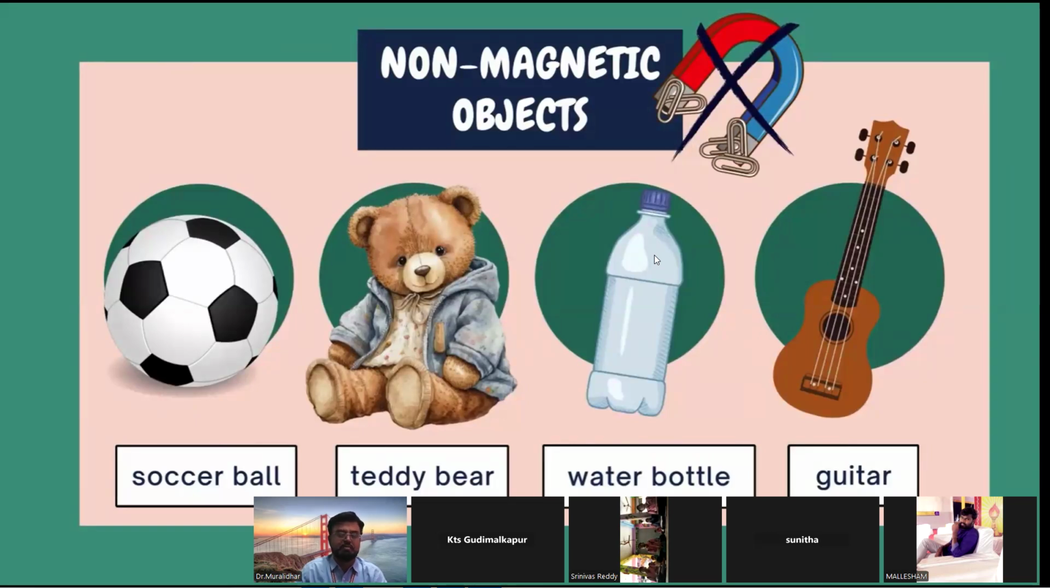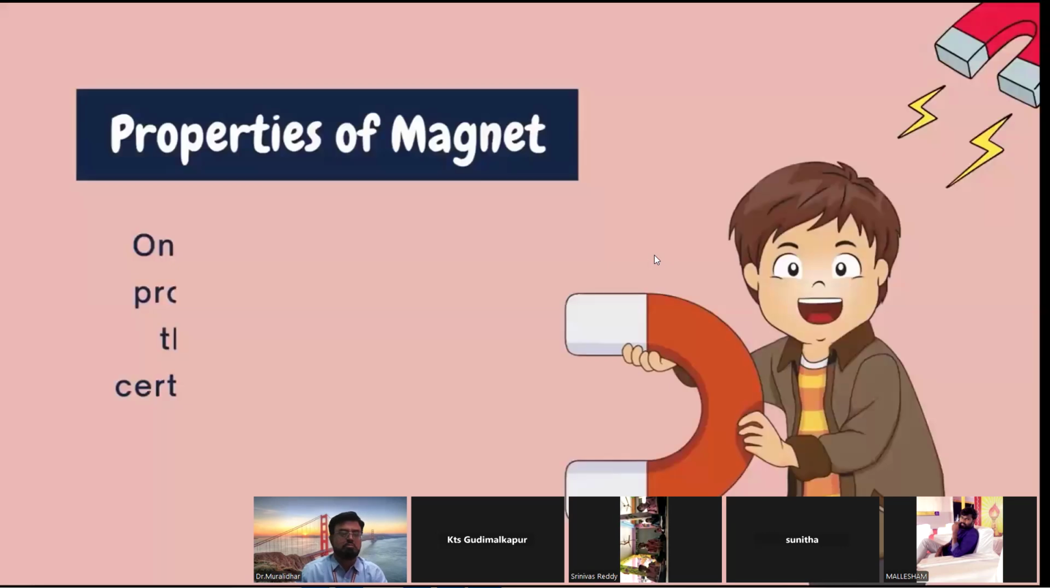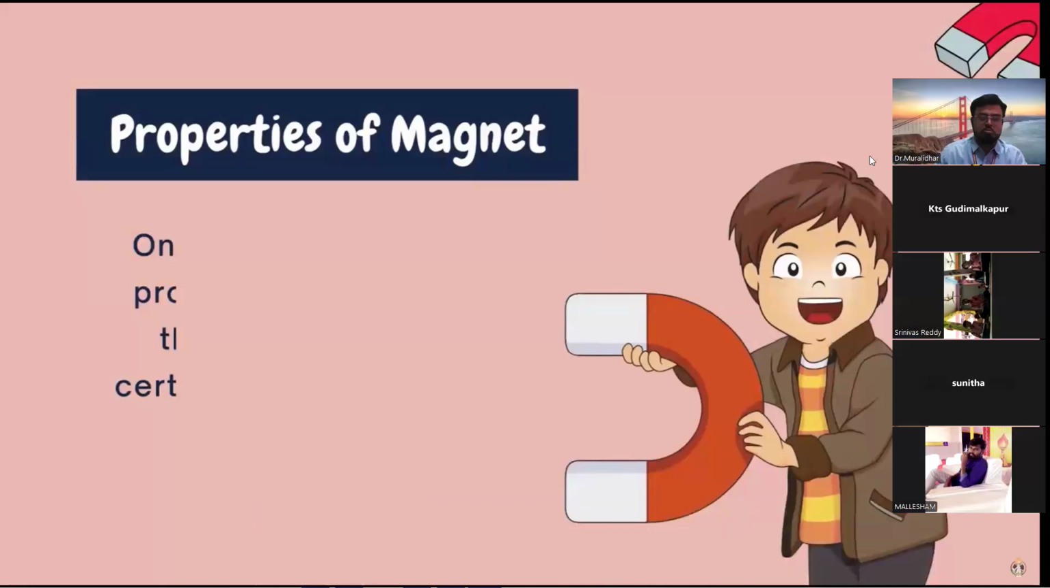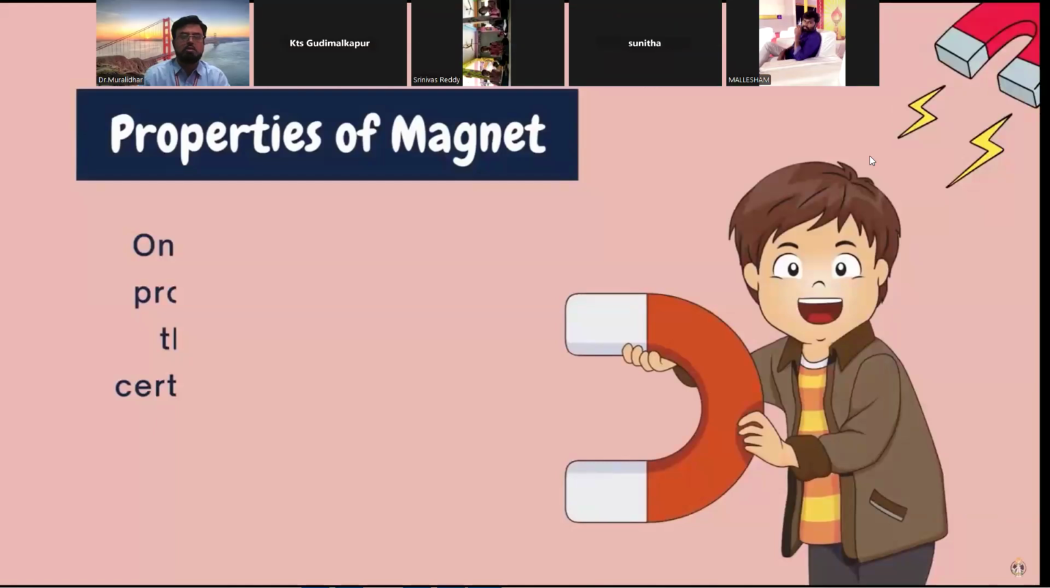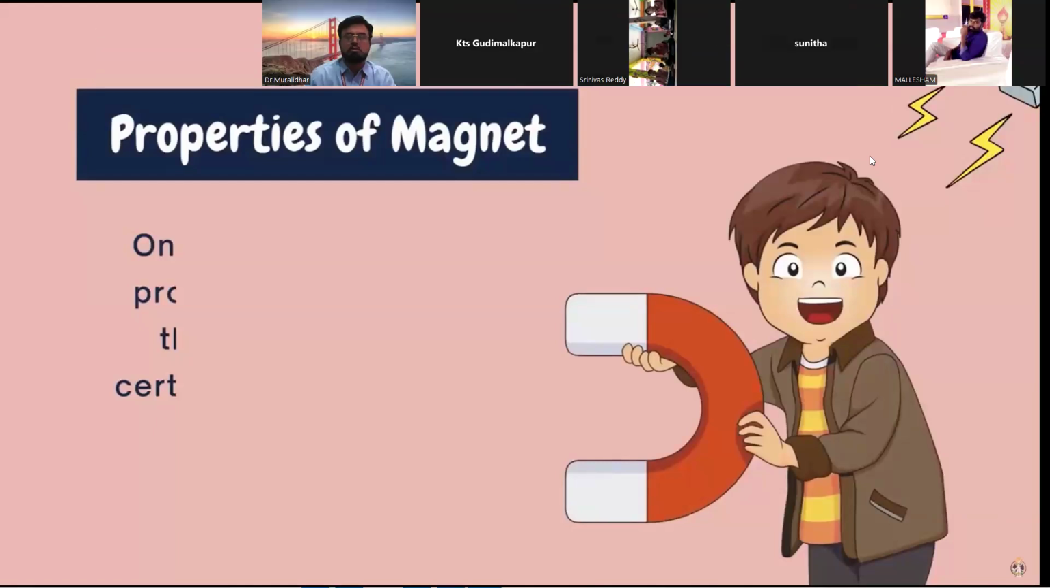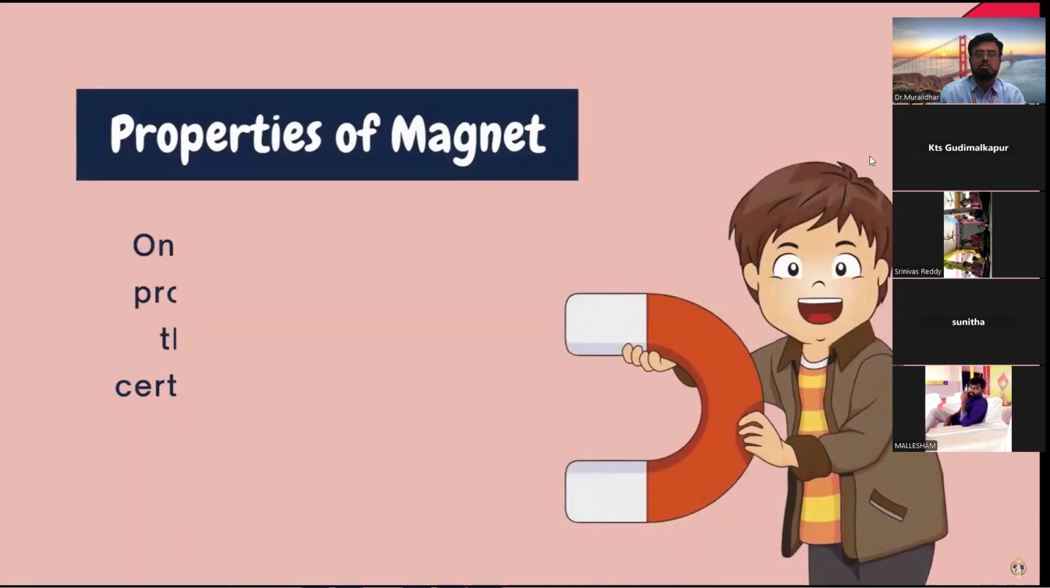Did you know magnets have the power to attract and repel? That's right. One of the most exciting properties of magnets is their ability to attract certain materials and repel others. Magnets have a special power called magnetism that allows them to attract certain objects, like paper clips and coins.